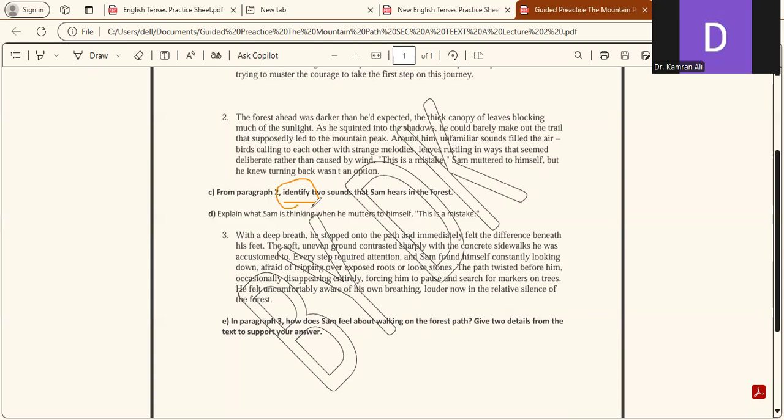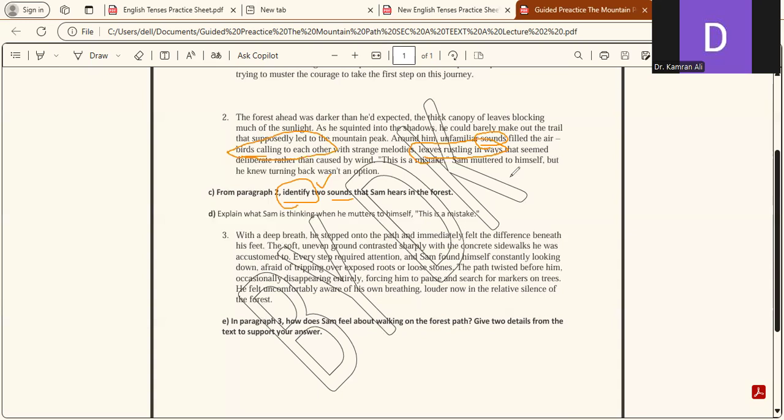The keyword is sound, and here we are looking for two sounds, right? So when you're reading, with the help of the keyword, go to the relevant section, right? Around him, unfamiliar sounds fill the air, birds calling to each other. So the sounds of birds calling to each other, you can lift it up. And another thing which he heard was leaves rustling in ways.